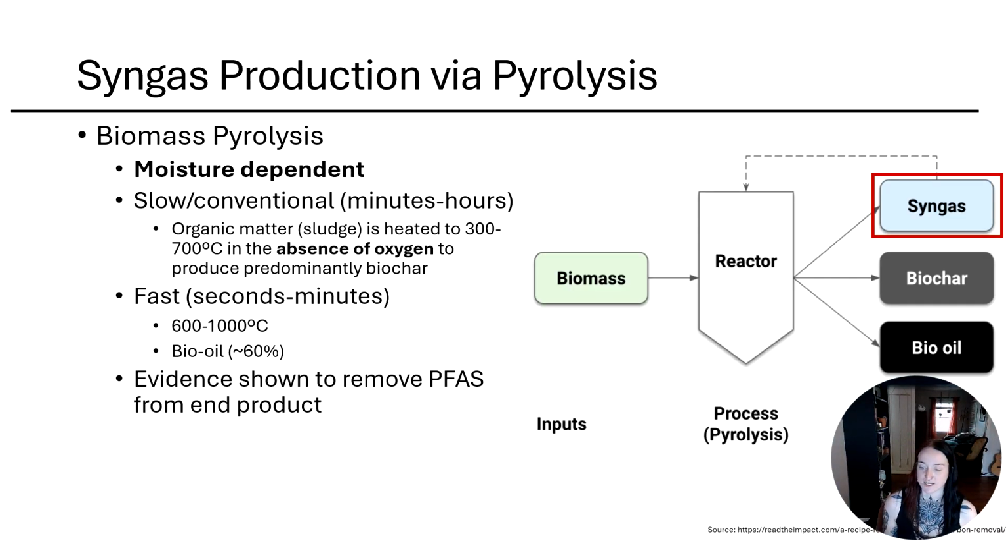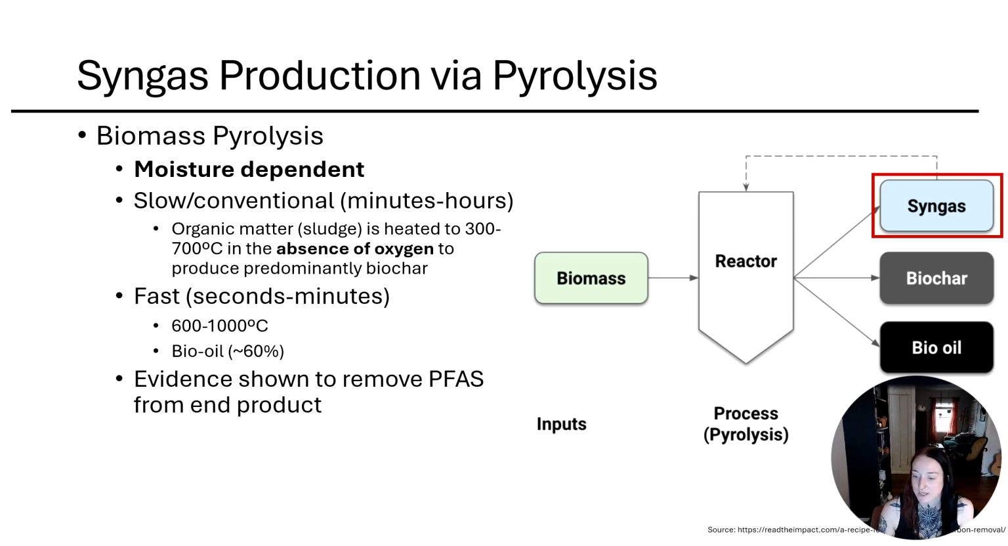So next I want to talk about syngas. Syngas can be produced from coal. It can also be produced from biomass. If you look at this little diagram to the right, you start off with biomass, it goes into the reactor, and through the process of pyrolysis, you can produce syngas, biochar, and bio-oil. Biochar is the predominant product in slow or conventional pyrolysis, which can last minutes to hours. There's also fast pyrolysis, which lasts seconds to minutes, also at a high temperature. That mostly produces bio-oil.